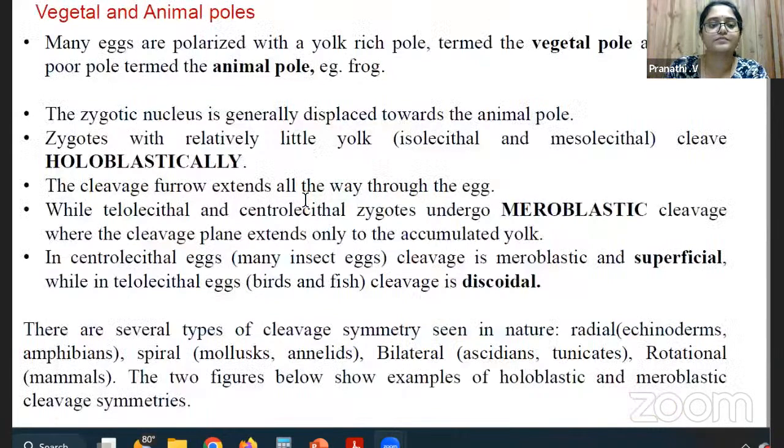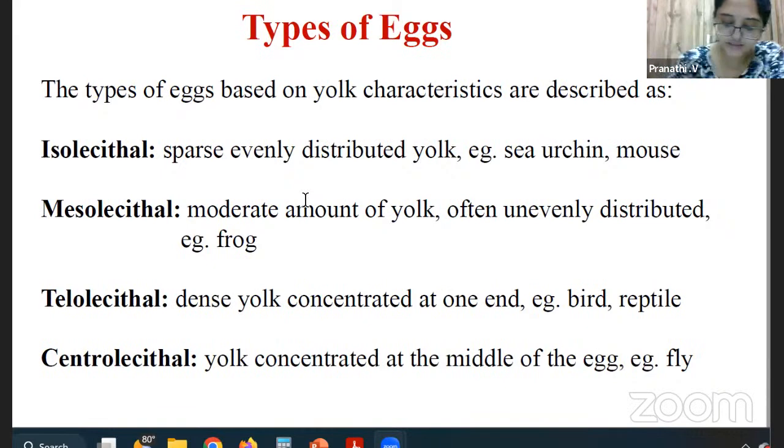And on the presence or absence of shell, there are two types, that is the cleidoic eggs that are present on the land. They have very hard calcareous shells, example reptiles and birds. Whereas you have non-cleidoic eggs, which do not have a protective shell as such made up of calcium. So this is seen in internal fertilization or development, so this is seen in mammals.